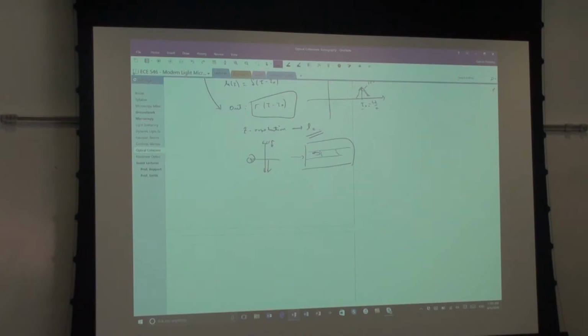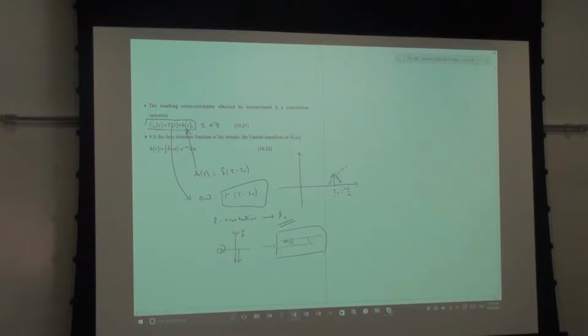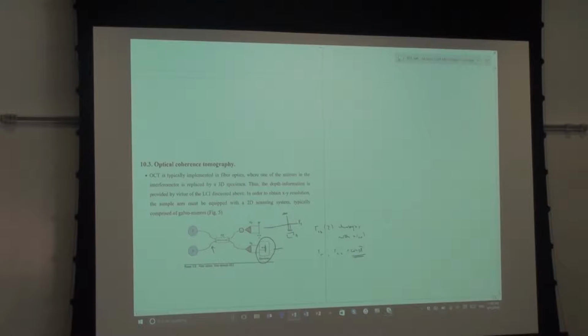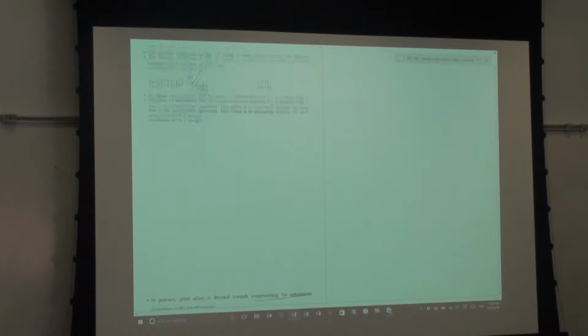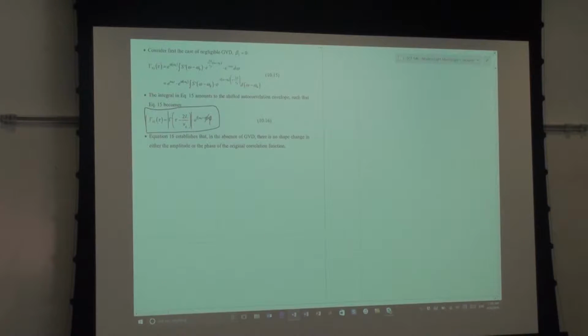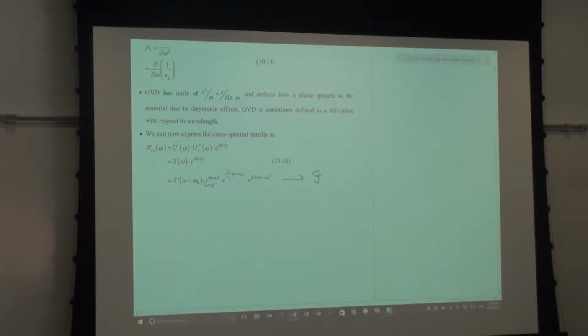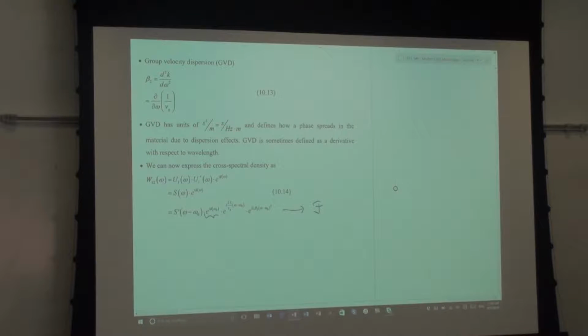Let's review quickly what we did in OCT, and then we'll move to nonlinear optics. Okay, so let's review this dispersion thing. Okay, so let's start here.